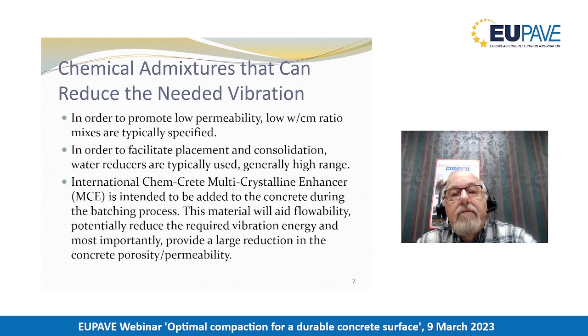We can also use chemical admixtures that control the need for vibration energy. We are dealing, for the most part, with very low water cement ratios. So in order to achieve low permeability, while still allowing us to get a reasonable level of workability, we have to put in some types of admixtures. In order to facilitate that, water reducers, typically high-range water reducers as superplasticizers, are used.